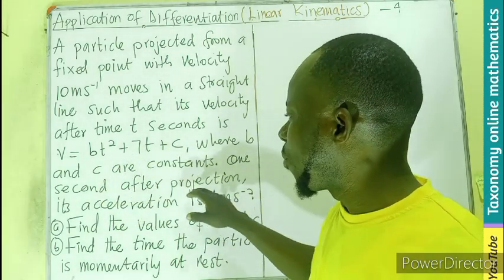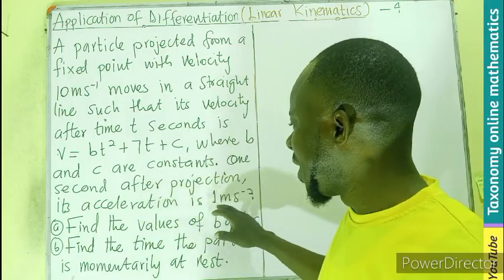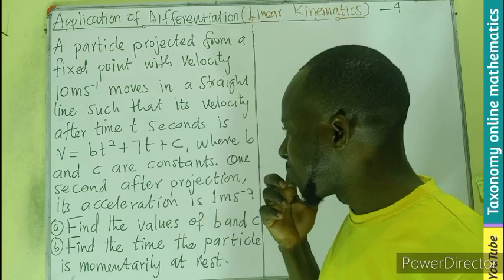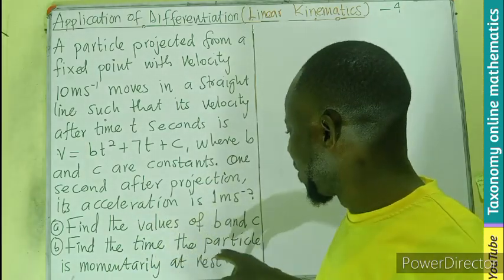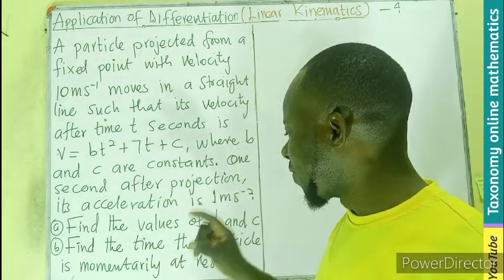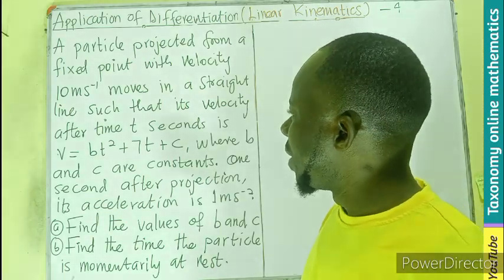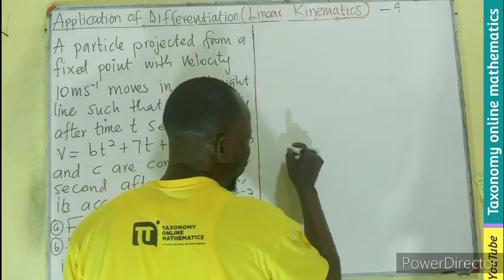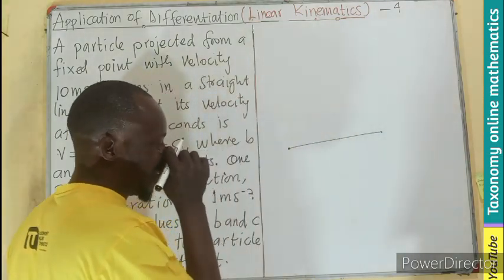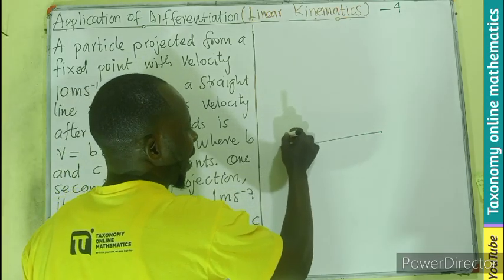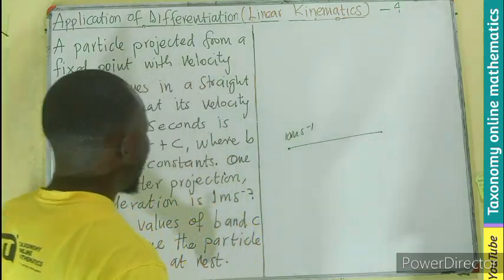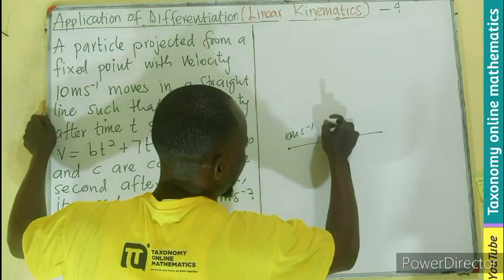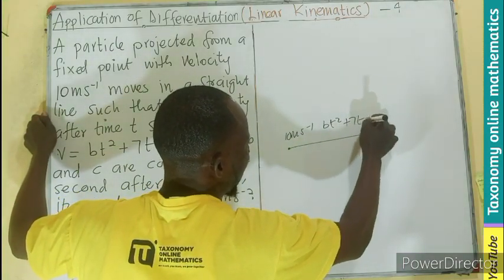1 second after projection, its acceleration is 1 meter per second squared. So we have to find the values of b and c and find the time the particle is momentarily at rest. Let's start from the beginning. If you have a particle that is moving in a straight line with a velocity, given as bt squared plus 7t plus c.